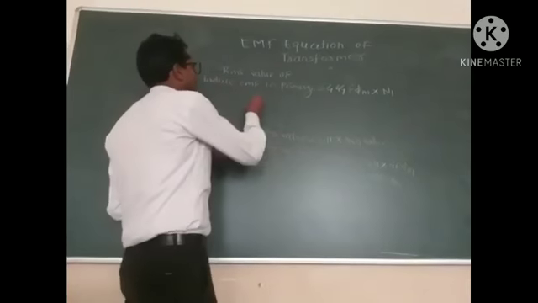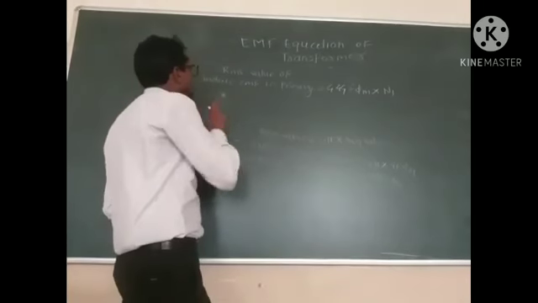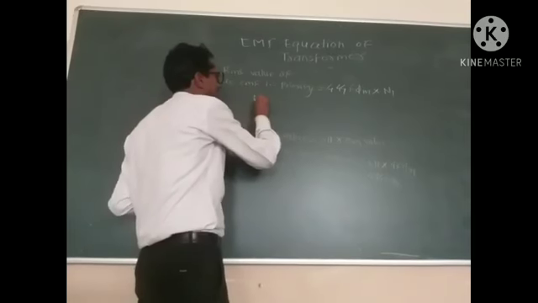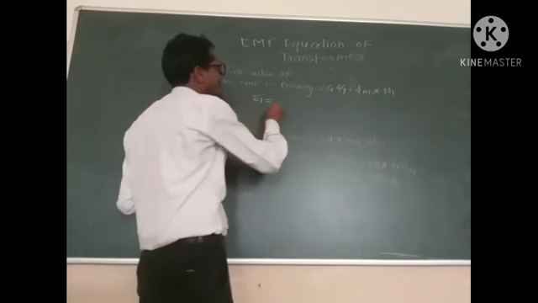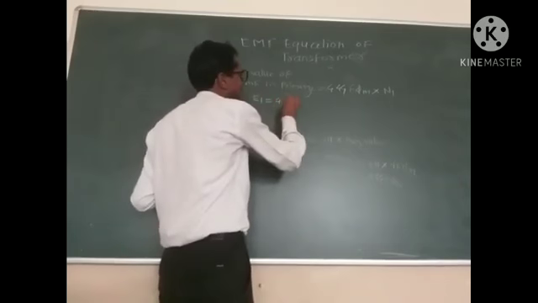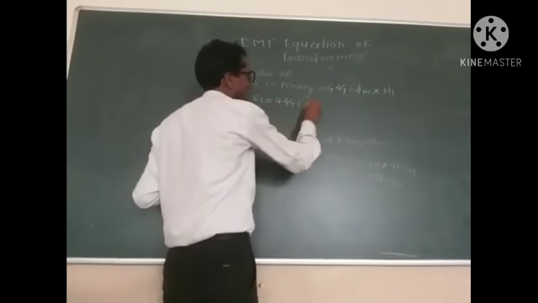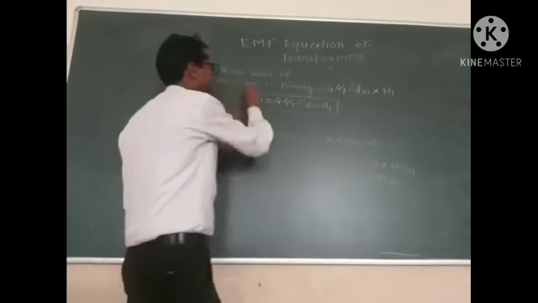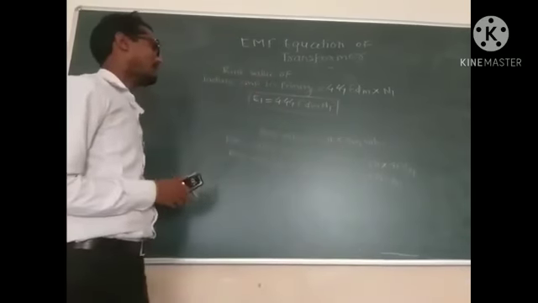So we know that the abbreviation of RMS value of induced EMF in primary is E1. Then by putting E1, we will get E1 equals 4.44 fφm N1. This is the RMS value of induced EMF in primary.